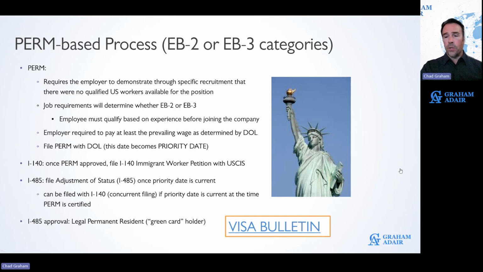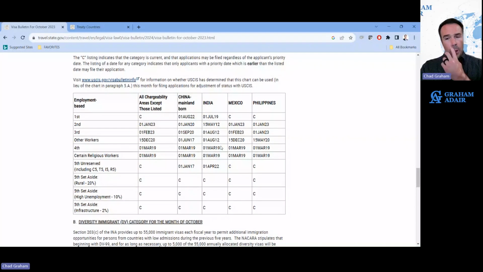I'm going to share another screen with you here so that you can see why this makes a difference. What I'm showing you here is the monthly visa bulletin. So if you see this chart here, in the far left column where it says first, second, third, those are the preference categories that we primarily deal with, first, second, and third. I was talking about second and third, and that's where you have the perm labor certification process.